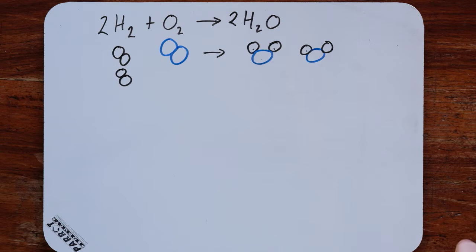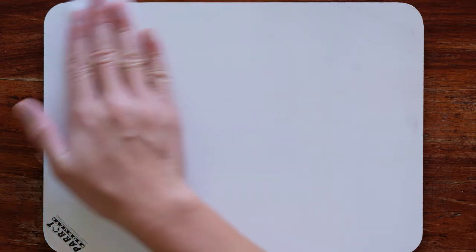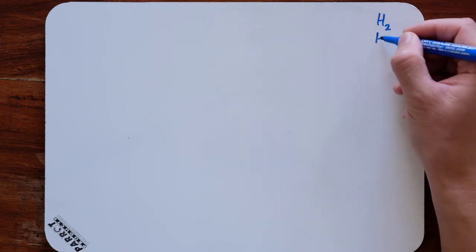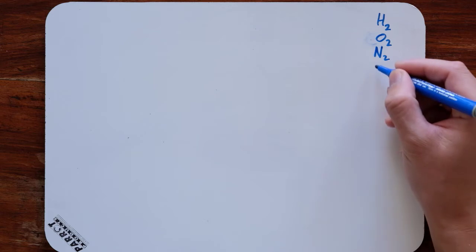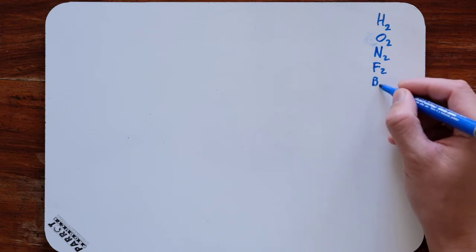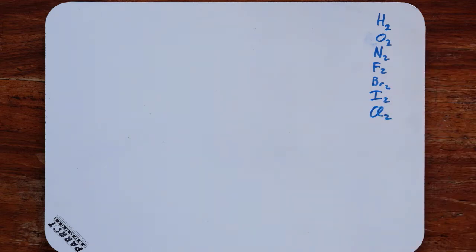Now, some of you are going, well, why don't we just halve that? No, we can't halve a molecule. The reason being, you have learned that certain molecules are always going to come in pairs. Those are your diatomic molecules or diatomic elements, such as H2, O2, N2, F2, Br2, I2, Cl2. Those are always going to be in pairs. Those are diatomic.